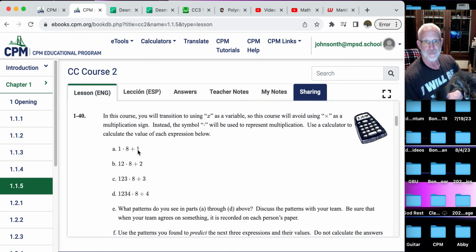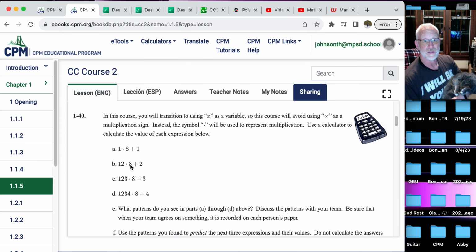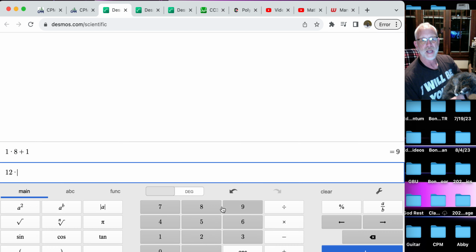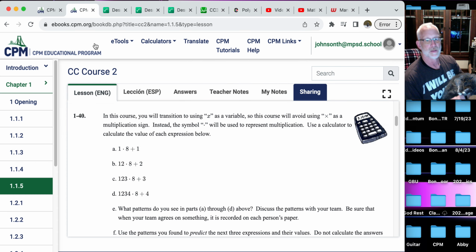Okay. So the first thing we did is we got our calculators out and we started entering these expressions. We went 1 times 8 plus 1. So we got our calculator out here, and we went 1 times 8 plus 1. We got 9. And then the next thing we did was we went 12 times 8 plus 2. And we came up with 98.